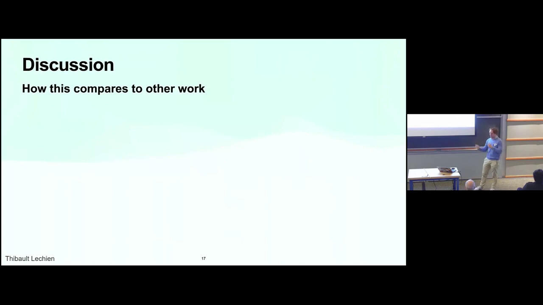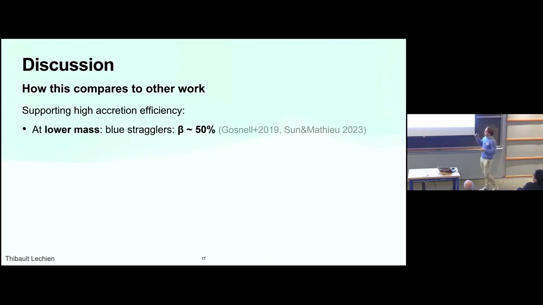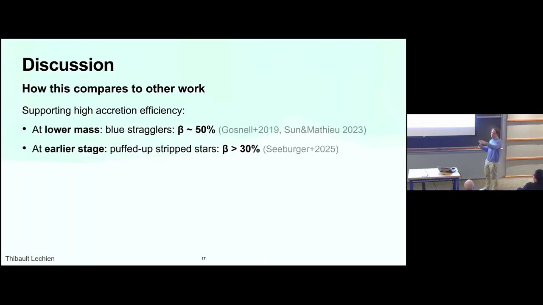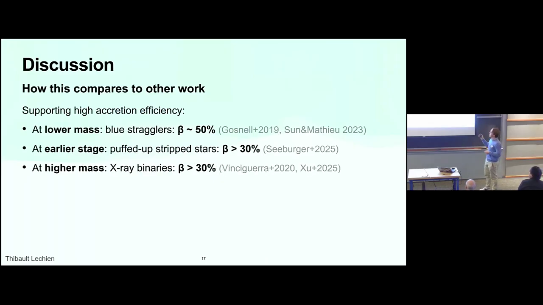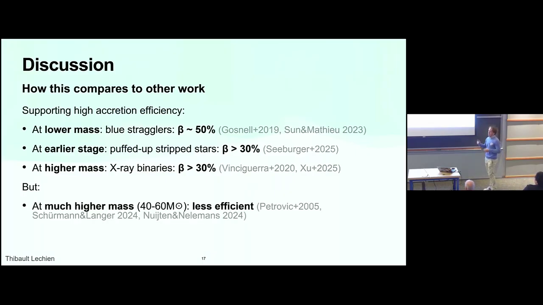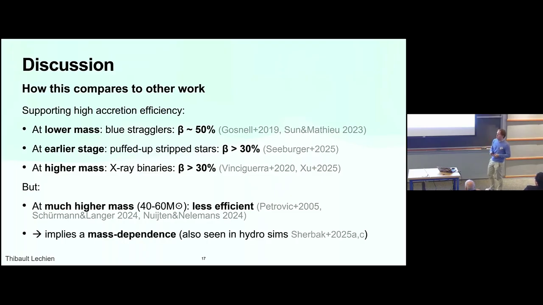How this compares to other work is that we actually find support for such a high accretion efficiency from various similar works. So at lower mass, we find support. At an earlier stage, which was presented by Reese yesterday, we also find support, and at slightly higher mass in X-ray binaries, we find similar support. In contrast, at much higher mass, if you go to 40 to 60 solar masses, mass transfer is likely to be less efficient. This actually implies a mass dependence, where low mass has very good accretion, and high mass has less efficient accretion.